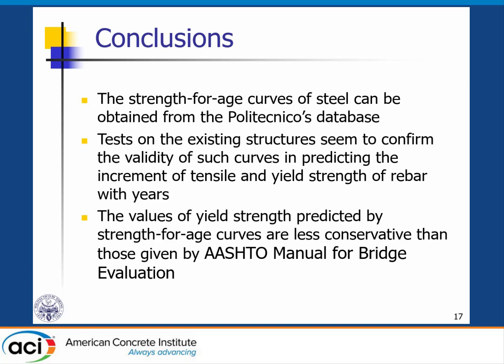And from the test on existing structures, we have confirmed that the strength, both tensile strength and yield strength, are increasing over the years. And in general, the proposed prediction model seems to be less conservative than the values of yield strength suggested by the AASHTO Manual.